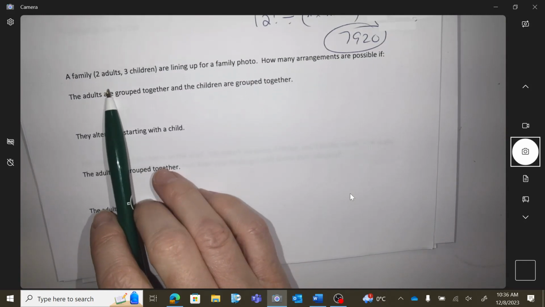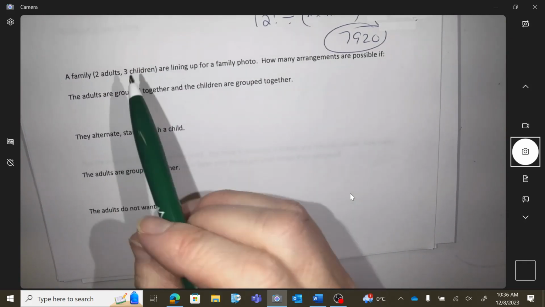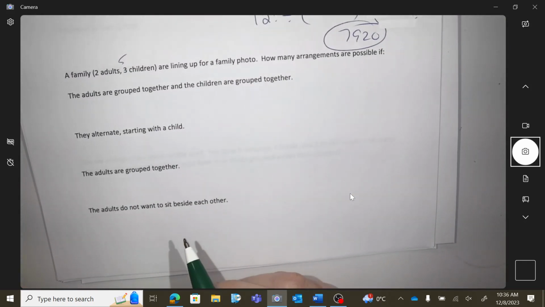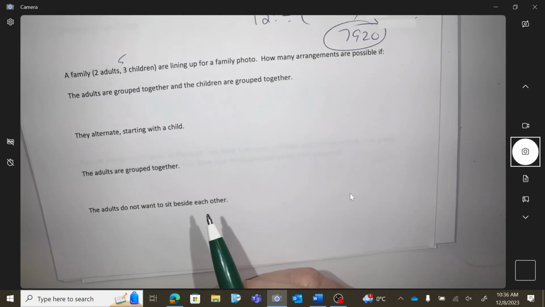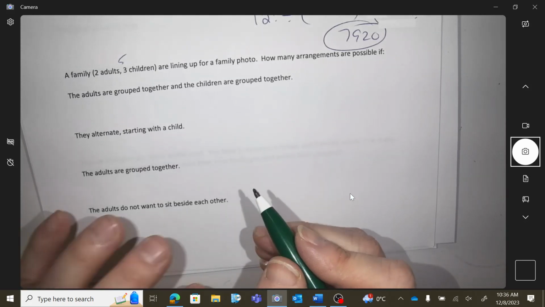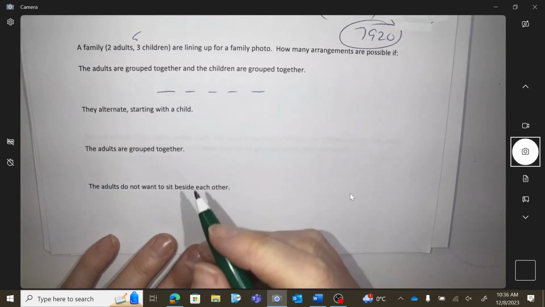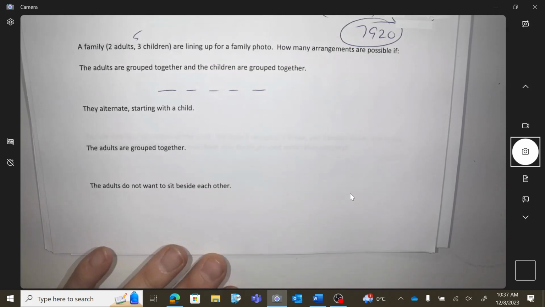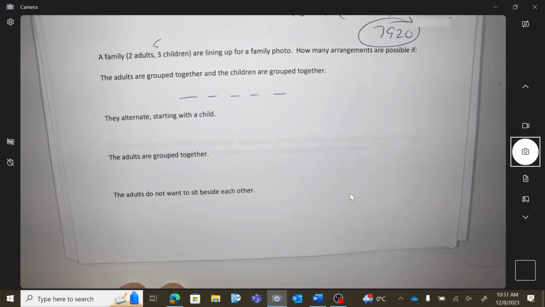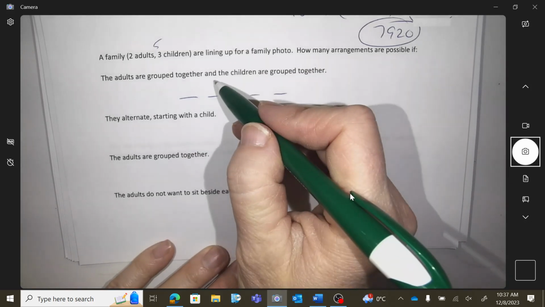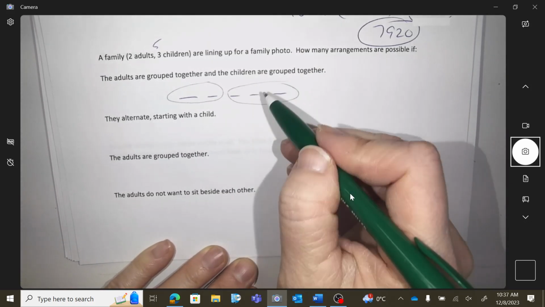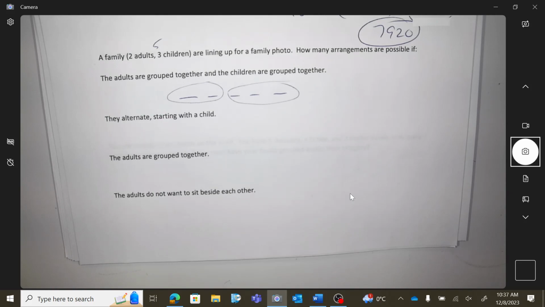Okay, so we have a family with 2 adults and 3 children, so that's a family of 5, right? And we're putting them in a picture, a photograph. So there's my 5 people. In this photograph, I have to put the adults side by side, and I want the children side by side. So I'm going to do this with my groupings.